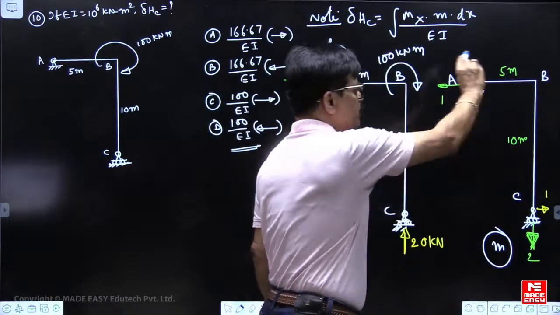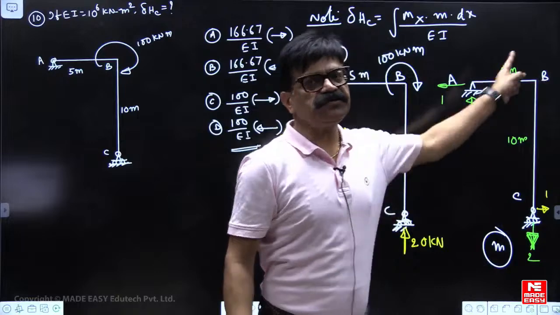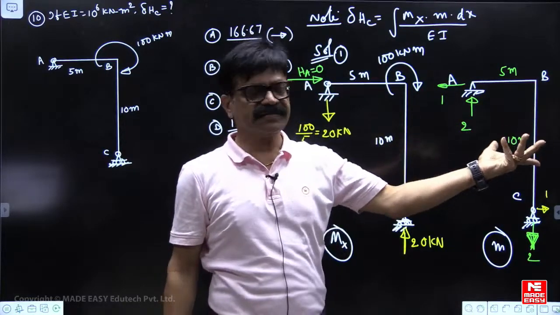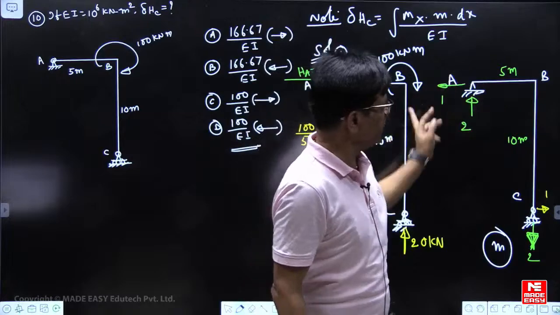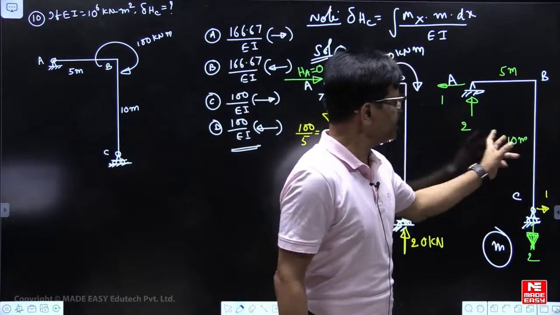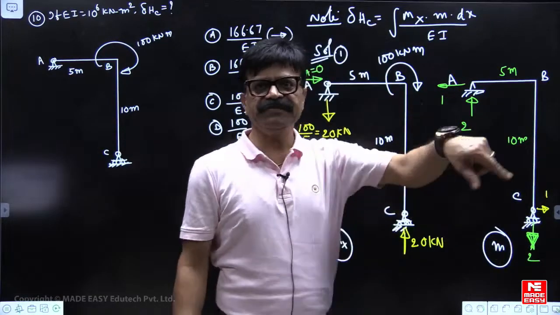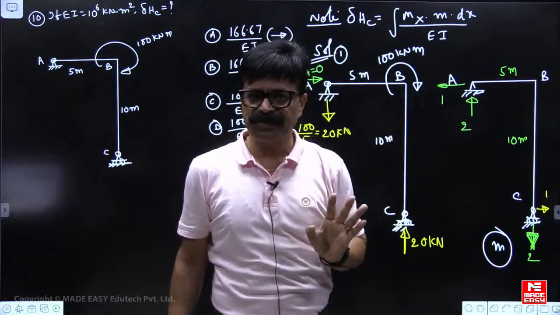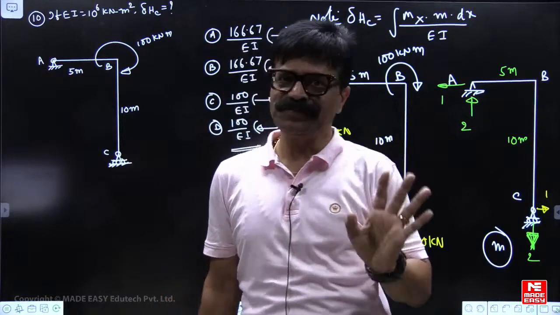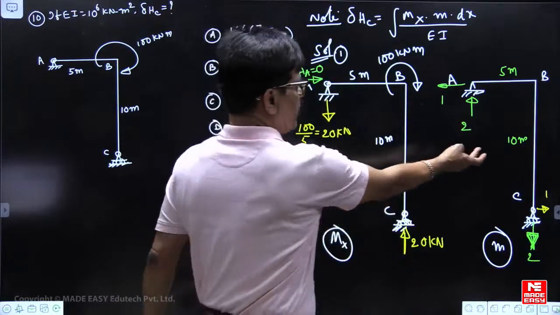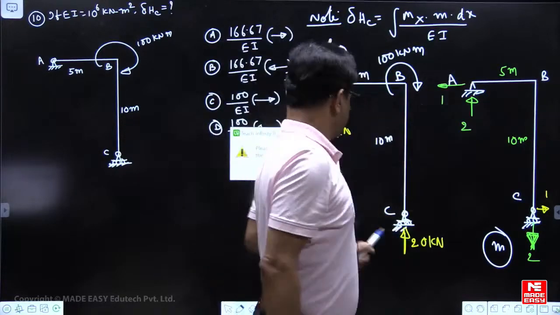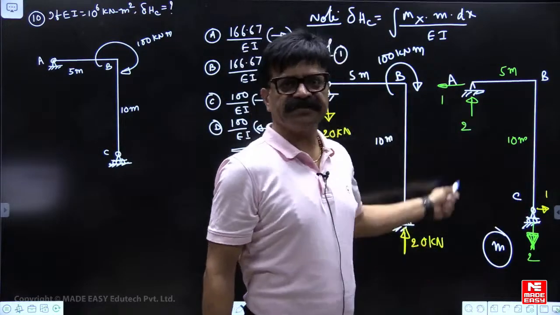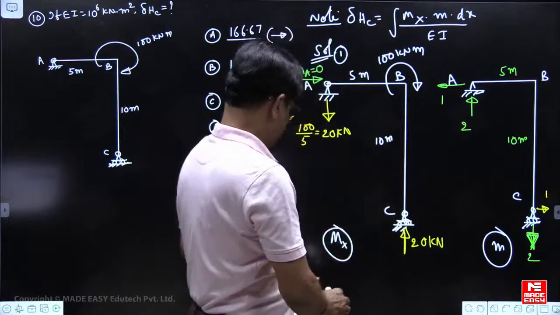See here, minus 1 into 10 plus 2 into 5 plus 10. Or M by L we can write it. So minus 1 into 10 plus VA into 5 is equal to 0. So VA will become 2. So that's how we managed. So now anti-clockwise couple minus 1 into 10, clockwise couple 2 into 5. Equilibrium.